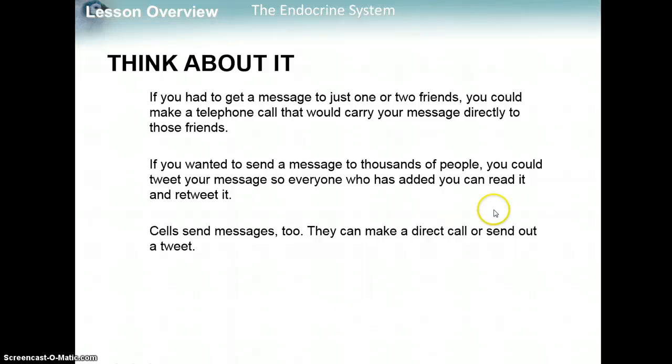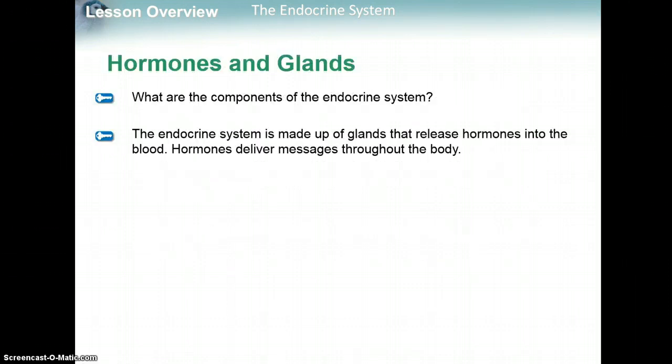Cells actually send messages too, and they can do a direct call, or they can send out a tweet to the whole rest of your body. This has to do with hormones. Your endocrine system is involved in sending hormones throughout your body. The endocrine system is made up of glands that release hormones into the blood. Hormones deliver messages throughout the body.